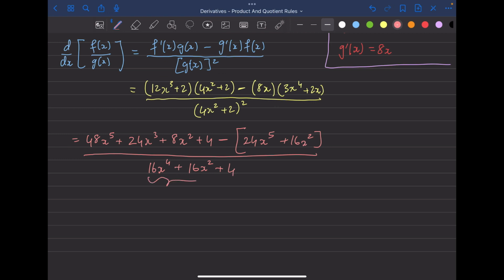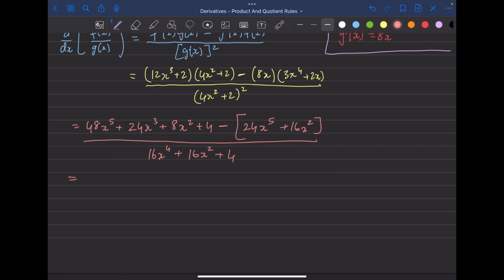Once again, this might be a bit difficult to understand what I did, but if you have trouble, just do it on the side and you should get the same answer. But yeah, after this, let's actually start simplifying. So we would have 48x to the power of 5 plus 24x to the power of 3 plus 8x squared plus 4 minus 24x to the power of 5 and then minus 16x squared, because the minus distributes to every term. And then the denominator stays the same, so 16x to the power of 4 plus 16x squared plus 4.